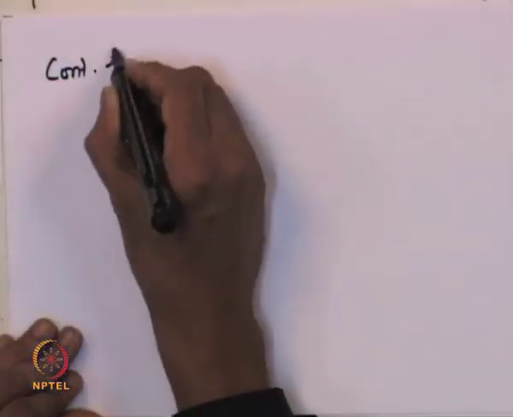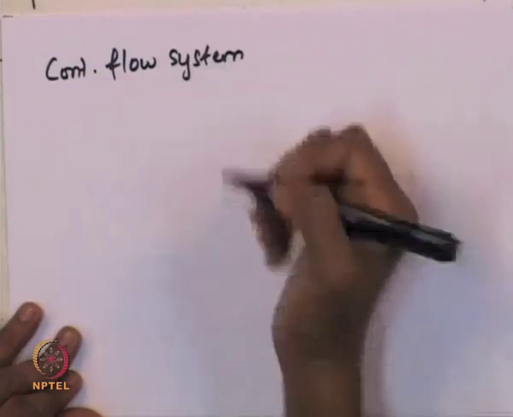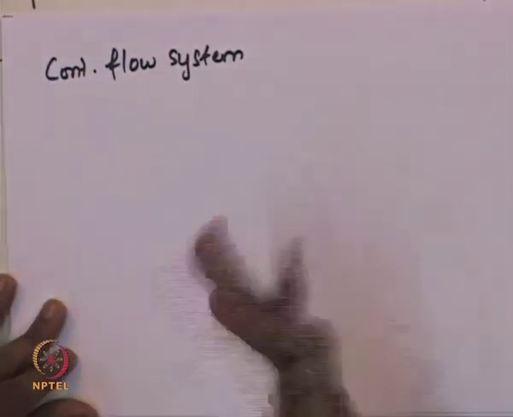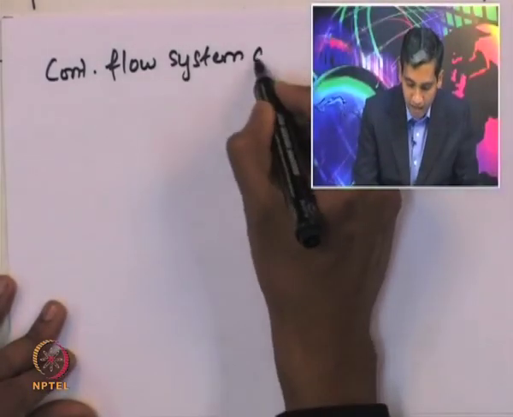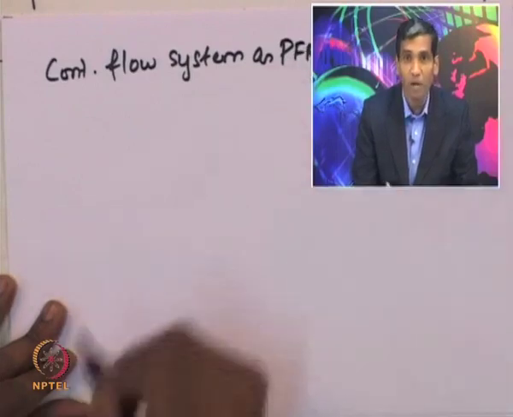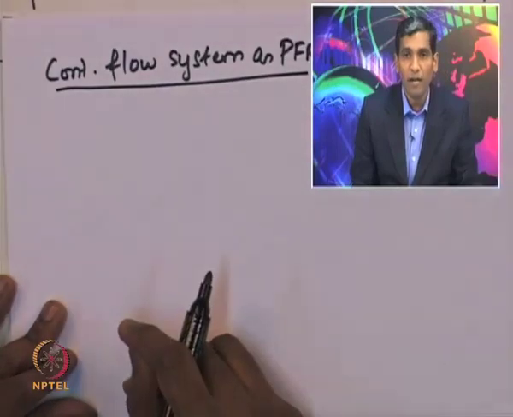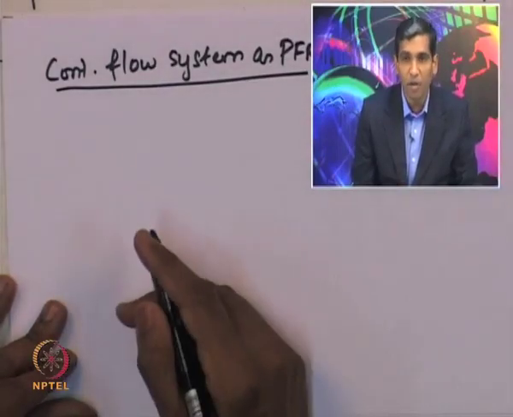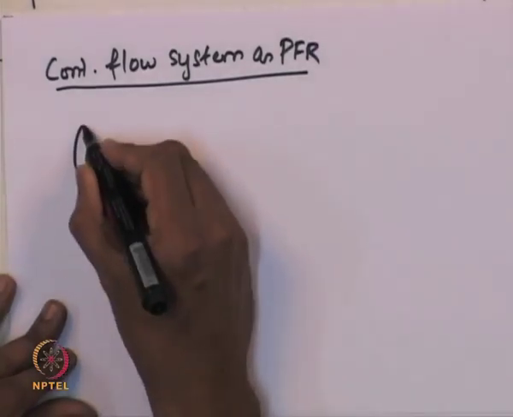Now, one may also depict a similar model in a plug flow reactor. Suppose we have a continuous flow system of a non-ideal reactor and we model it as a plug flow reactor. Then, if you want to incorporate a segregated model for this non-ideal reactor, it may be depicted as follows.